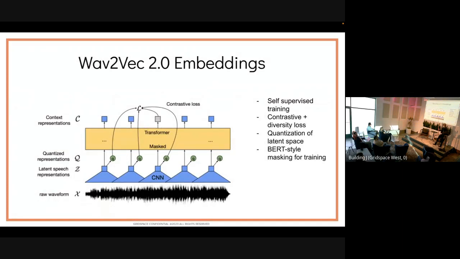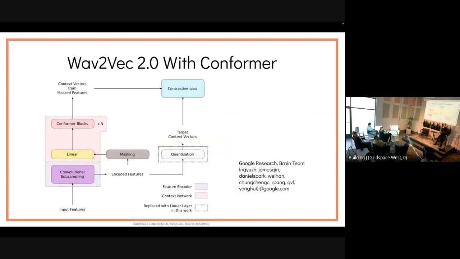The original wave-to-vec uses a transformer as its encoder, but there have been some variations where you use a conformer. I know Won Kim talked a bit about conformers when he did his ASR lecture last week. It's the same process: you've got the masking, you take the quantization, and you do contrastive loss with the output from the conformer blocks. And this is the self-supervised step. You then fine tune on top of this towards the actual use case you want. We'll get back to that later.